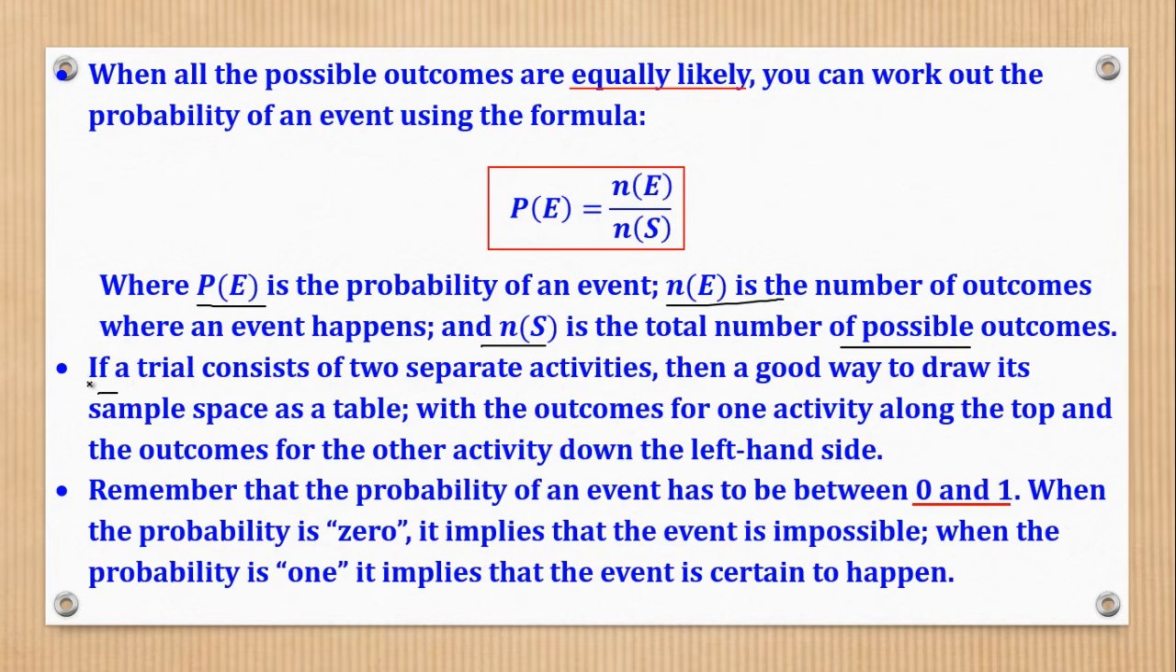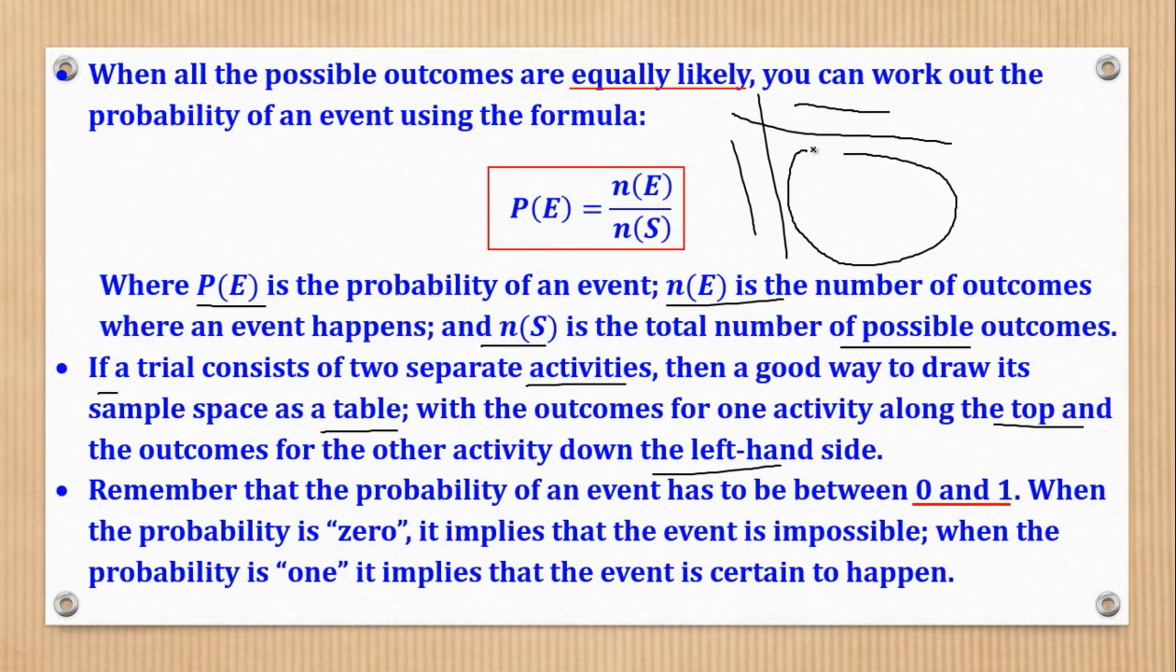Another thing we need to remember is that if a trial consists of two separate activities, then a good way to draw the sample space is as a table, with the outcomes for one activity along the top and the outcomes of the other activity down the left hand side. That means you draw a table whereby you put the first outcome here and the second outcome here, and these will be the combinations. For example, here it can be the outcomes of a coin, and here the outcomes of a dice, as we shall see in the examples.